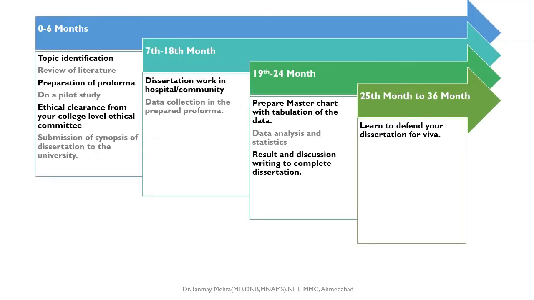So ideally, dissertation is over a 3-year period of work, and you can give it a timeline. So this is how I have planned my dissertation. For the first 6 months, I have identified the topic. Review of literature has to be done. Prepare, perform a pilot study, get ethical clearance, submit it to university, synopsis at least, and in 7 to 8 months you will do actual dissertation work with data collection.